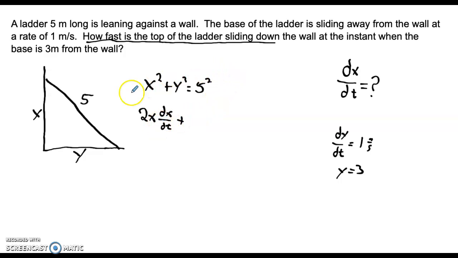Something to pay attention to. The question is asking how fast is the top of the ladder sliding down the wall? Top of the ladder is going down. So that means this value of x is actually decreasing. So when we go and find the change in x, if the function is decreasing, that means that derivative is negative. We haven't talked about that in a while.